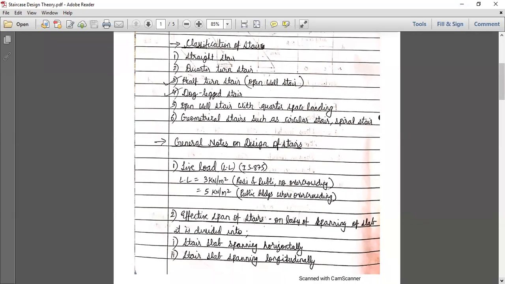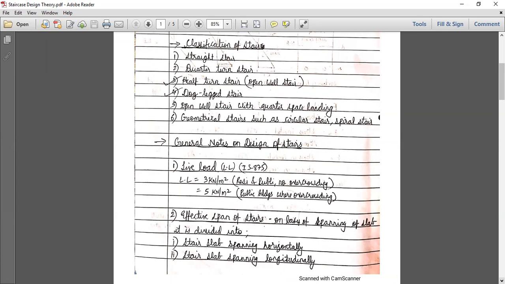Next, we will have to see the effective span of the staircase. So this is very important. What should be the span to be considered for the design purpose? For that we have certain criteria that we will see. Basically, when we talk about the span, it is divided into two types: stair slab spanning horizontally and stair slab spanning longitudinally.